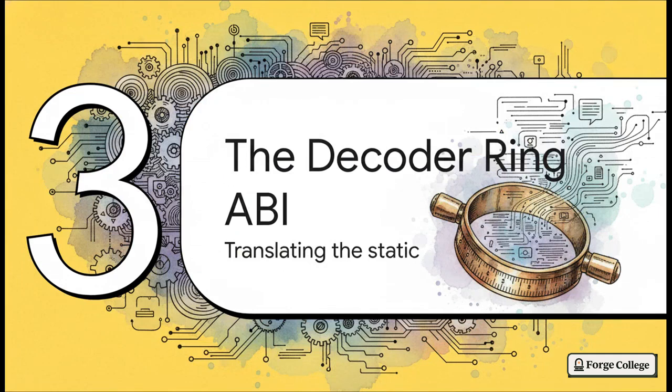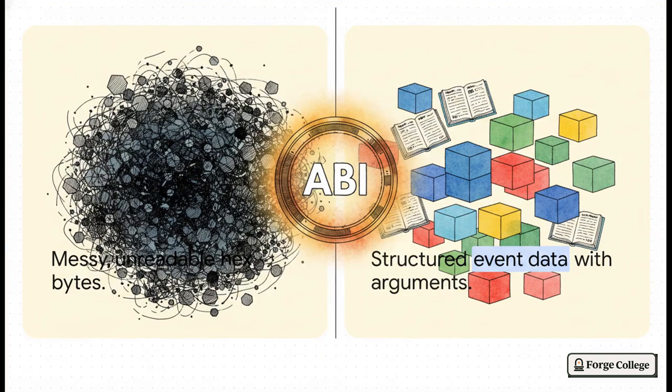Which brings us to part 3, the decoder ring ABI, or translating the static. So when our receiver catches a broadcast from the blockchain, it absolutely does not arrive as a beautiful, human-readable sentence. It arrives as pure static. Look at the raw log on the left here. It's just a messy, unreadable wall of hexadecimal bytes.